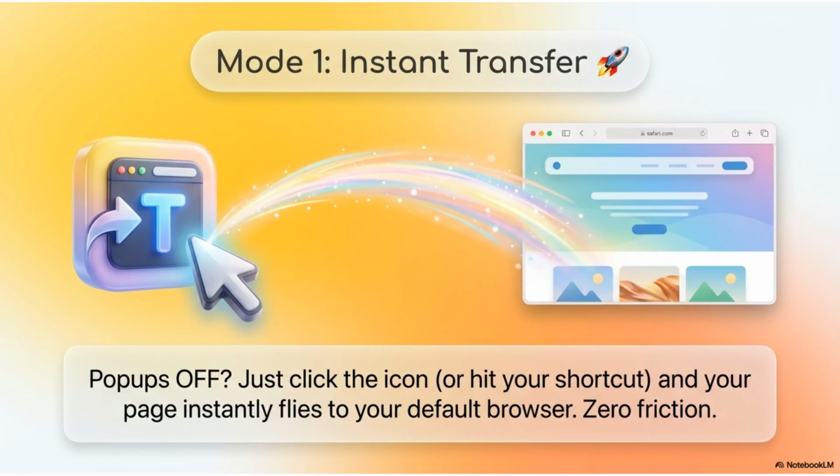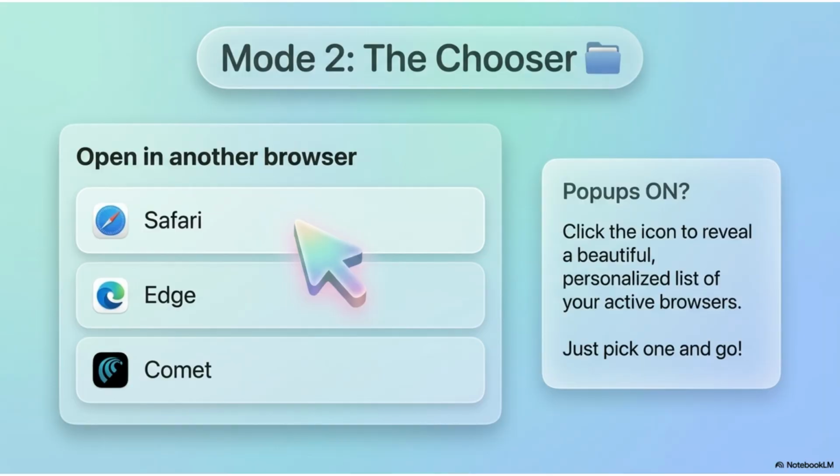Mode 1. Instant Transfer. Let's look at the first way to use it. Instant Transfer. If you have pop-ups turned off in your settings, simply clicking the extension icon or hitting your keyboard shortcut will send your current page flying to your default browser immediately. It's zero-friction browsing.